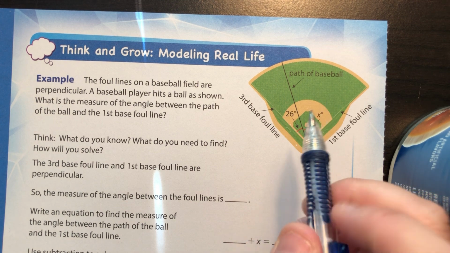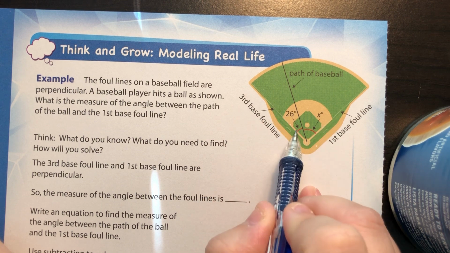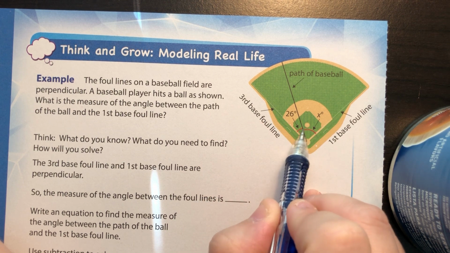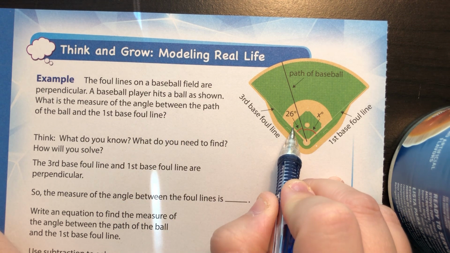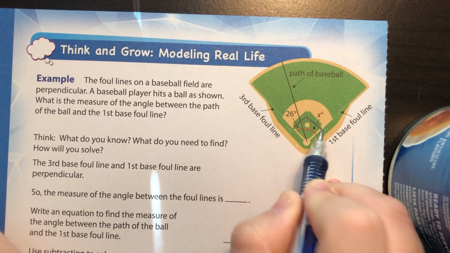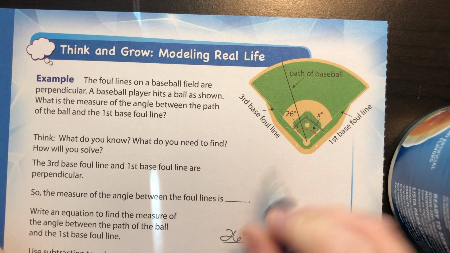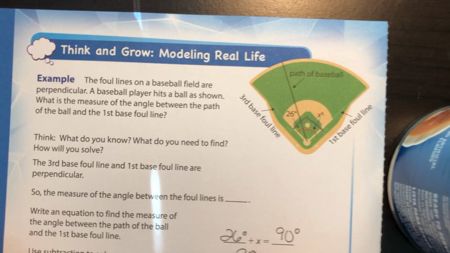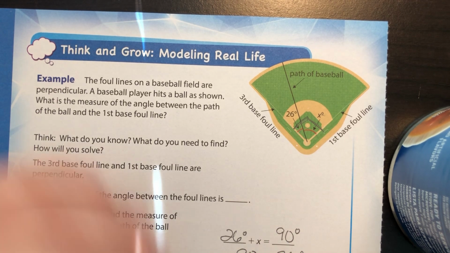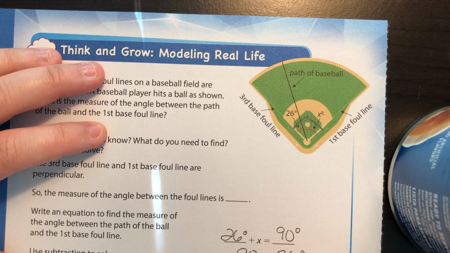Okay, this is not as hard as it seems, guys, because as you can see, this and this forms a 90-degree angle because they told you that. They told you that the lines are perpendicular. So that means that these two together equal a 90-degree angle. And you know that one of them is 26. So that means that 26 plus the x equals 90. So then I do 90 minus 26, and you get your answer of 64.